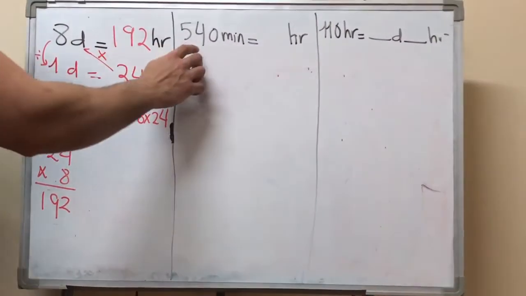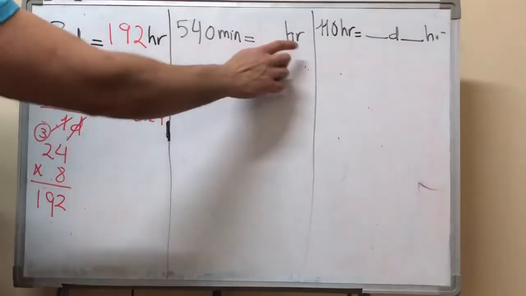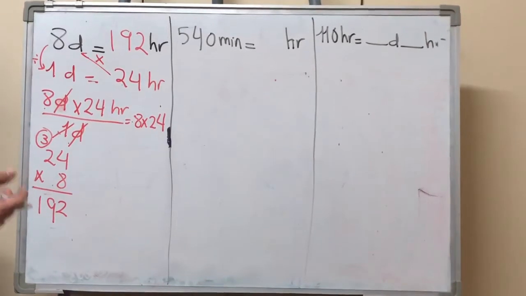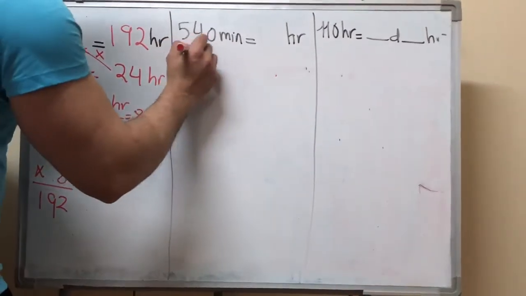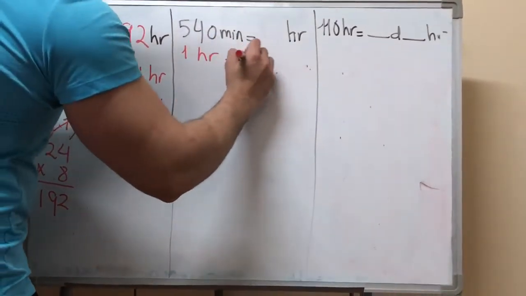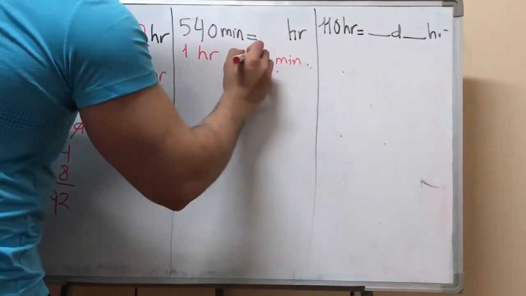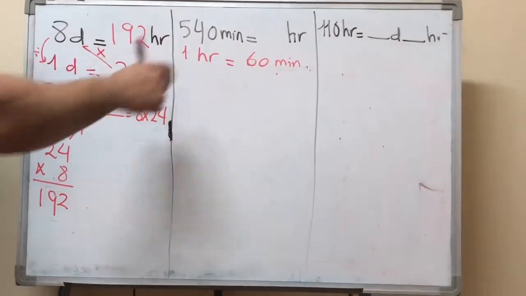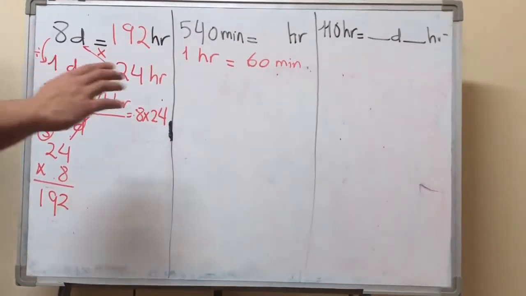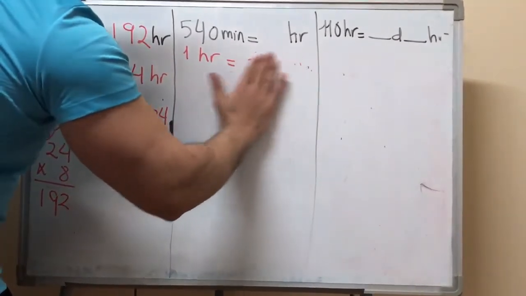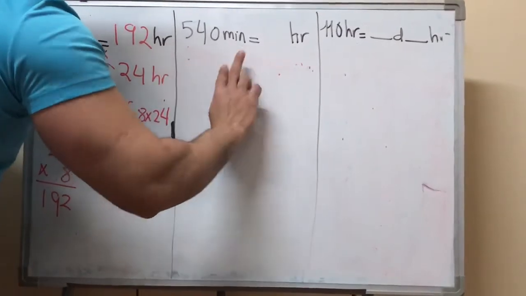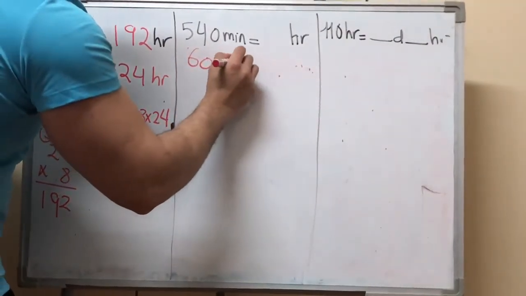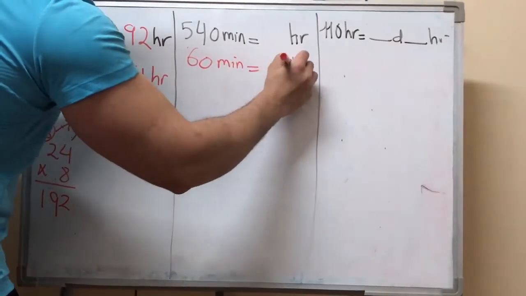Let's take a look at this example. 540 minutes equals how many hours? What is the relationship that I know between an hour and a minute? We know that 1 hour equals 60 minutes. Before we do the cross multiplication, check: do you have the minute under the minute and the hour under the hour? No. So we're going to have to erase this line and switch places. So we have 60 minutes here and the 1 hour here.